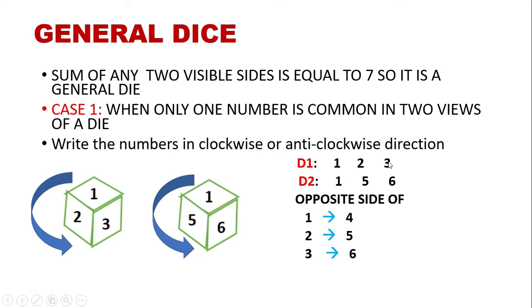is the number that is not present in these two rows. The number that is not present in these two rows is 4. So the opposite side of 1 is 4.